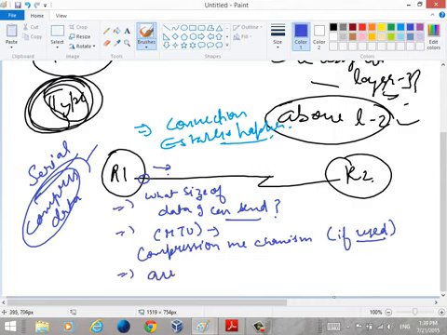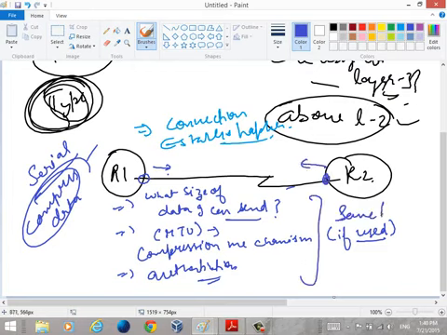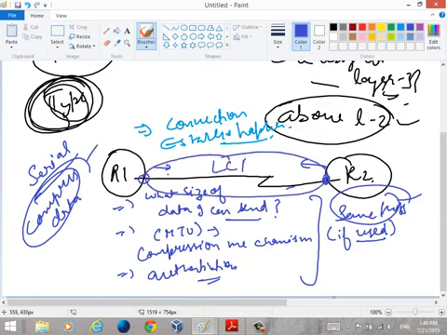what authentication are you using? Now, R2 will also tell the same things to R1. Fine. This thing is clear. This is the working of LCP, Link Control Protocol.